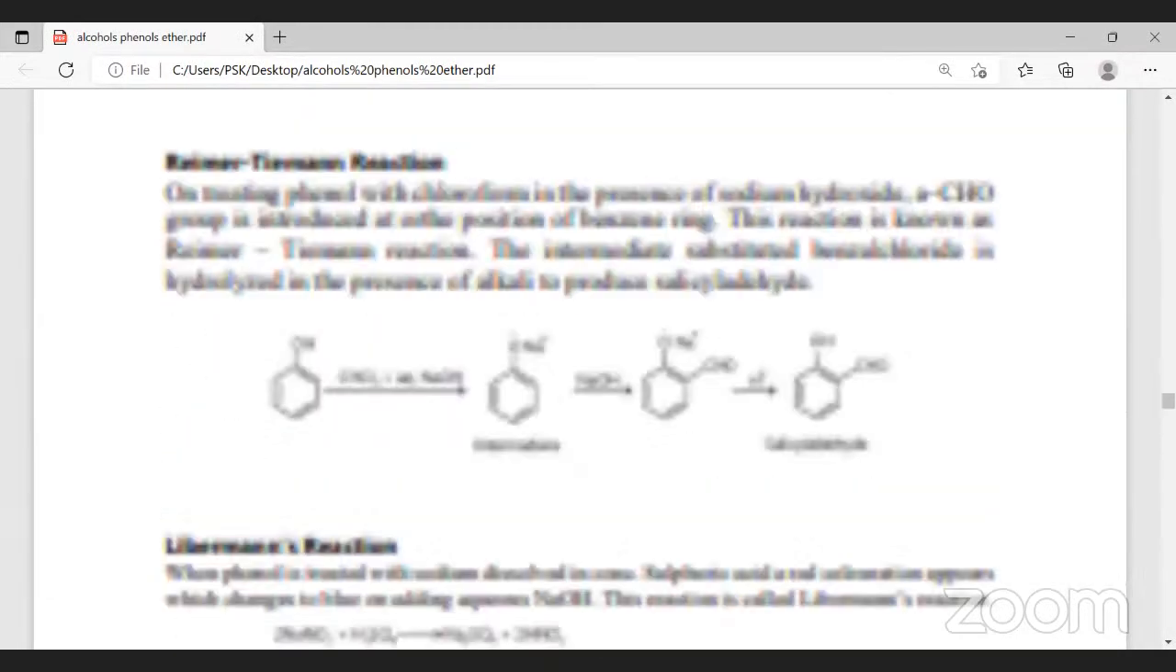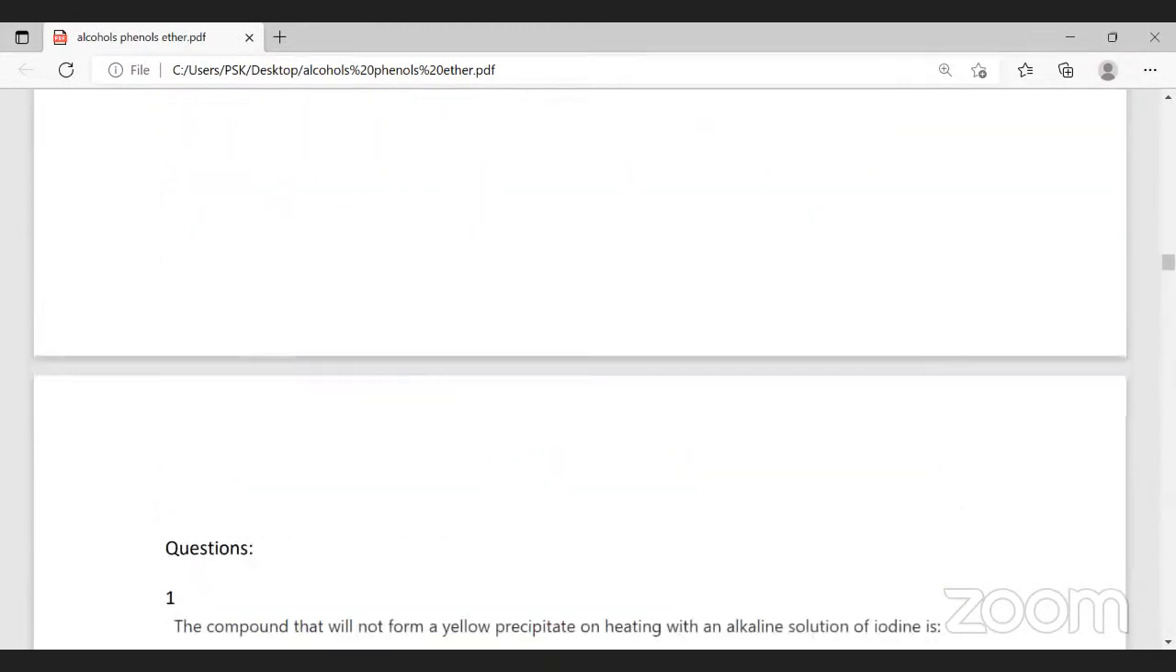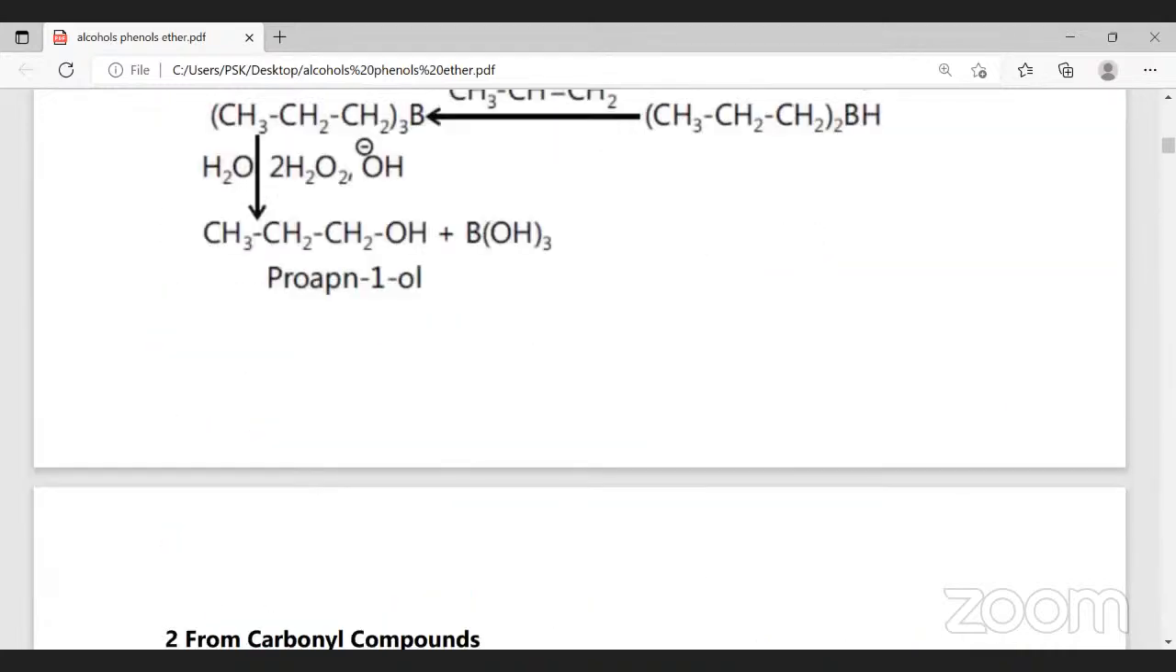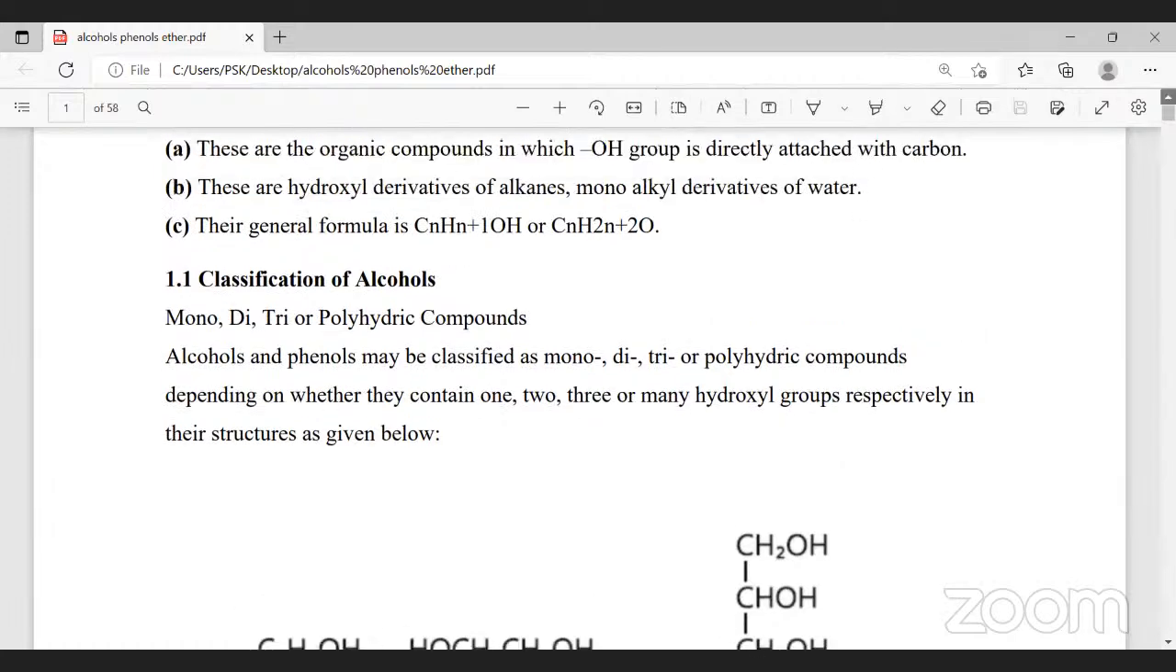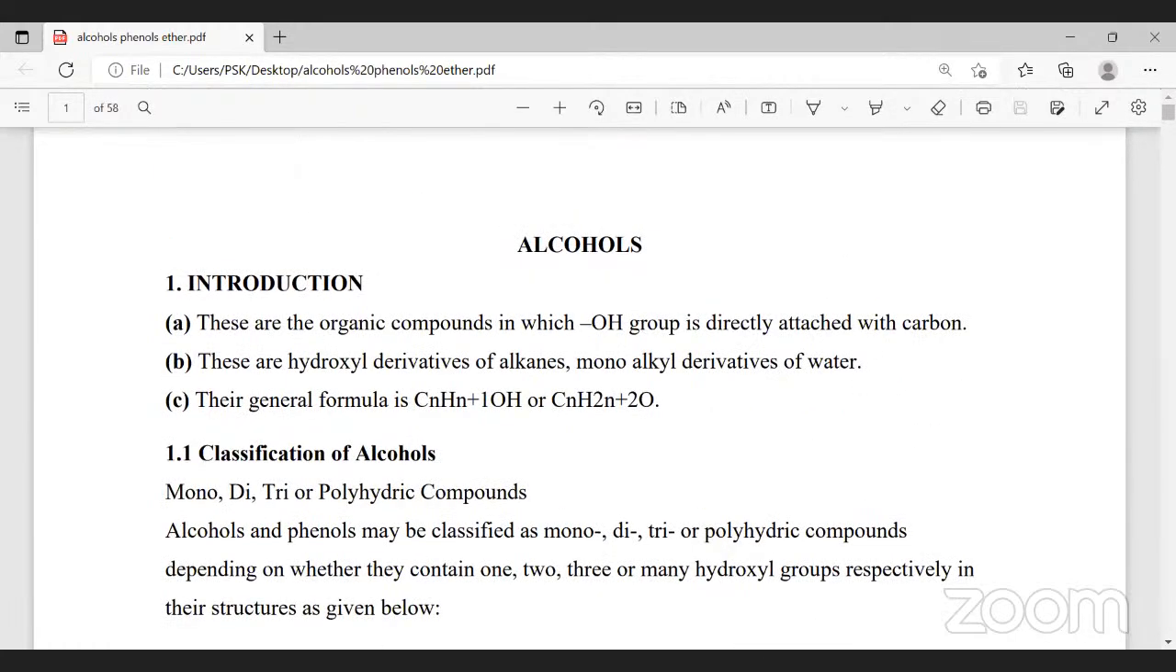We finished with alkyl halides, haloalkanes, and haloarenes. I will start with a new chapter, that is alcohols, phenols, and ethers. We'll try to understand alcohols first, and then we will talk about phenols, and then ethers. All these three, alcohols, phenols, and ethers, are classified into one particular chapter, the reason being that all three contain oxygen.